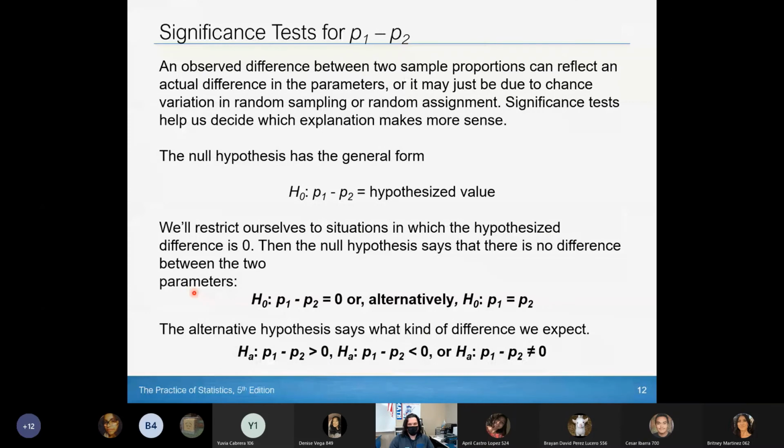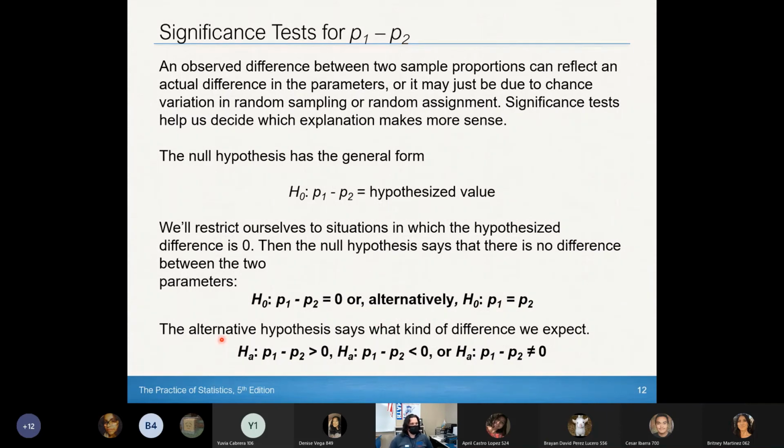Essentially the default is that the null hypothesis says that the proportion of population 1 and population 2 are the same for whatever we're curious about, or if it's an experiment, the results of treatment 1 and the results of treatment 2 will be essentially the same. So we get H naught: P1 minus P2 equals 0, or we can write it as H naught: P1 equals P2. Either way of writing this will be okay.